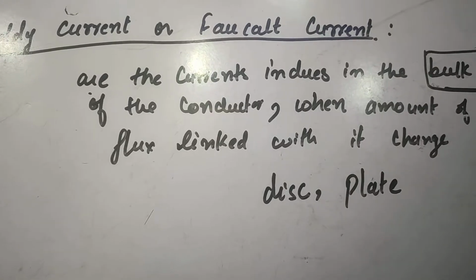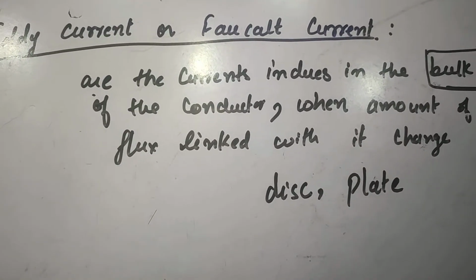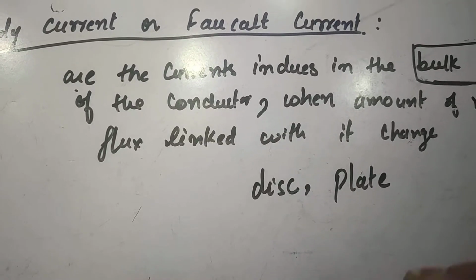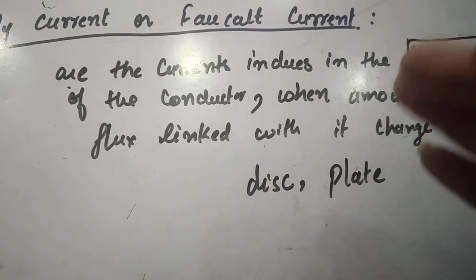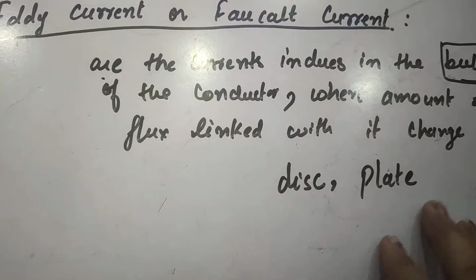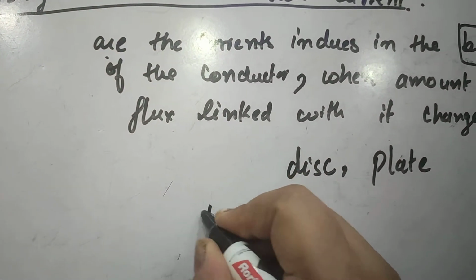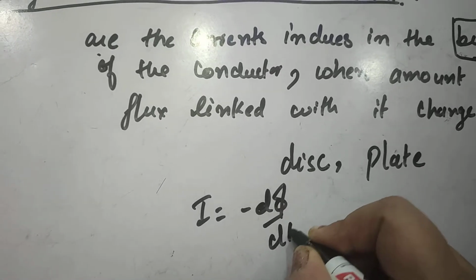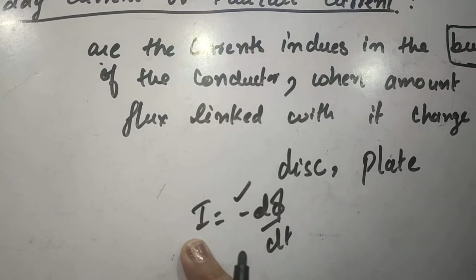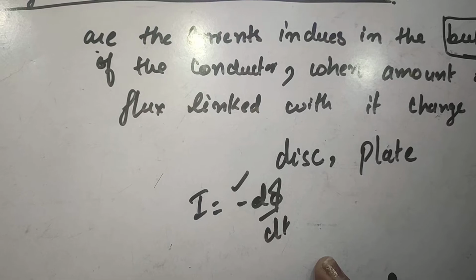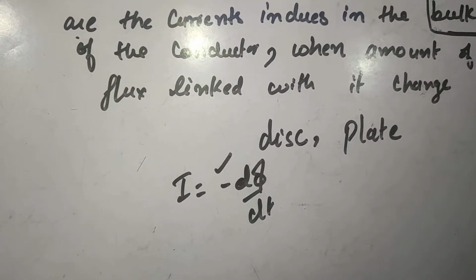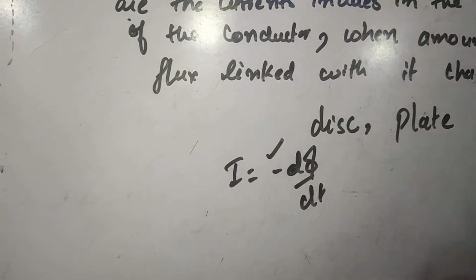Meaning, if the flux is increasing, the induced current will tend to decrease the amount of flux, and if the flux is decreasing, it will tend to increase it, right? So accordingly the induced emf is given by minus d phi by dt. Here the negative sign indicates that the current is always induced in a direction opposite to its cause. Now let us discuss its experimental verification.